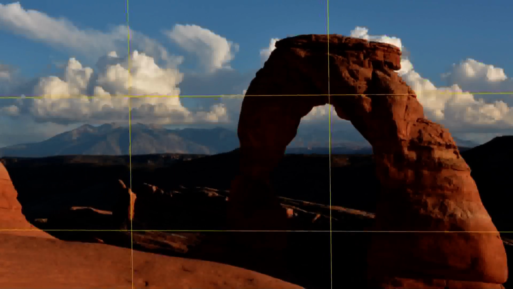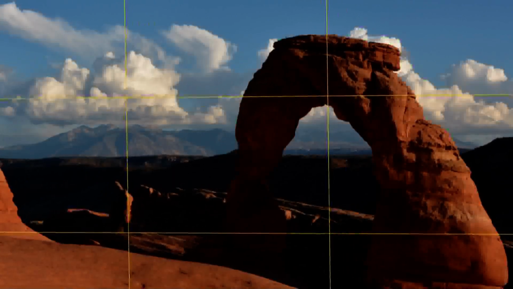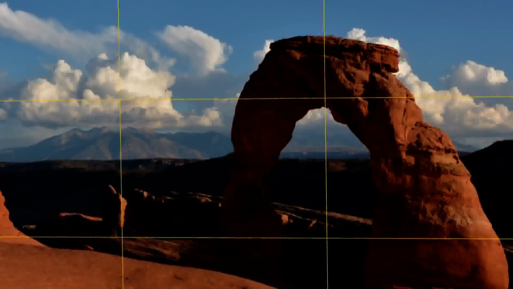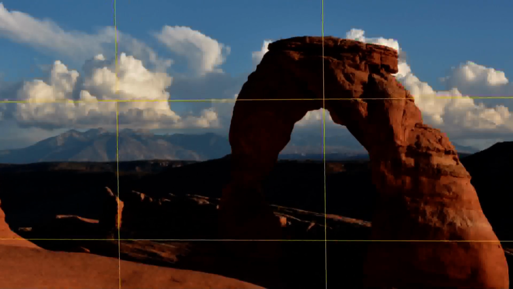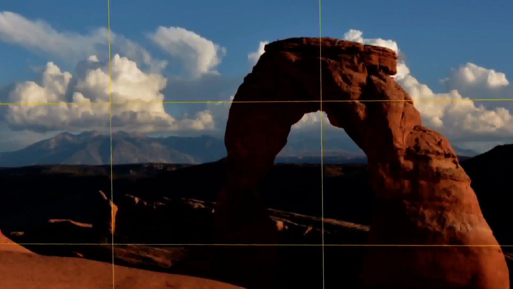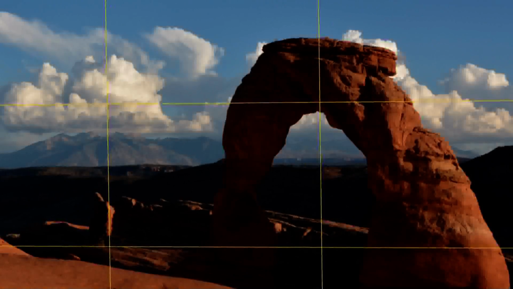And once again, you can see in the rule of thirds that the points of interest that I wanted to emphasize, the arch and that billowing cloud in the distance above those distant mountains, the LaSalle Mountains, are both of those power points, those intersecting lines on the top third of the left frame and top third of the right.